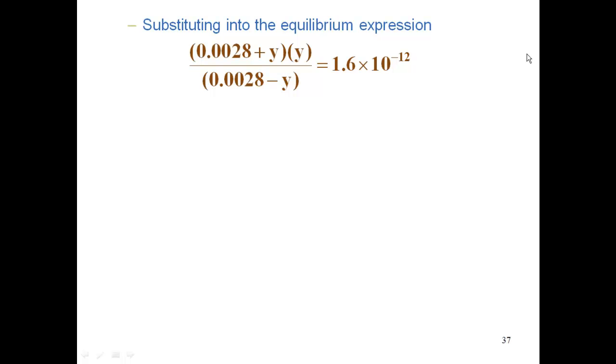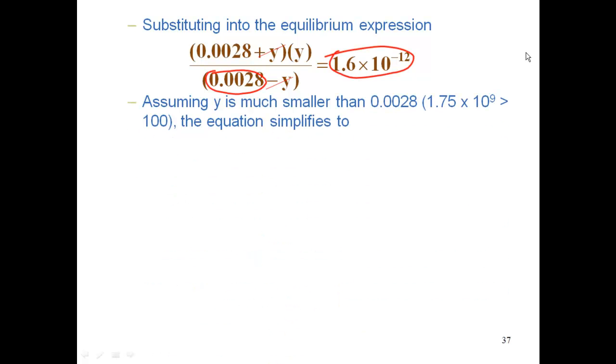So I'll compare the concentration of my species to my Ka. Mathematically, if I do that, I get 1.75 times 10 to the ninth, which is way larger than 100, which means that I can eliminate my Y. And that happens in both cases, the plus Y and minus Y, because I'm comparing the same number, 0.0028, to that 1.6 times 10 to the negative 12.